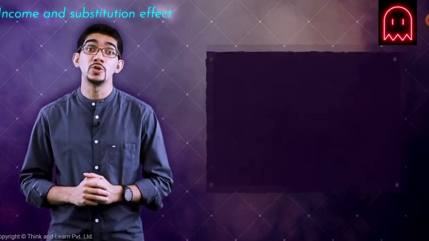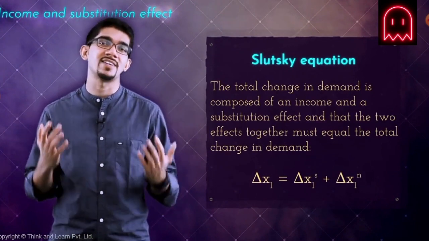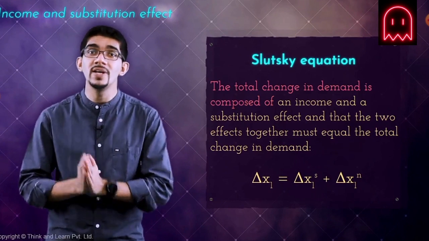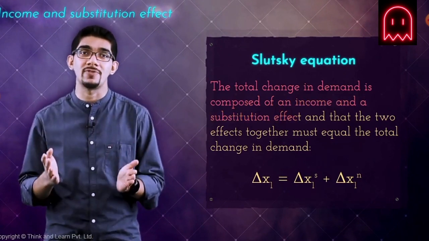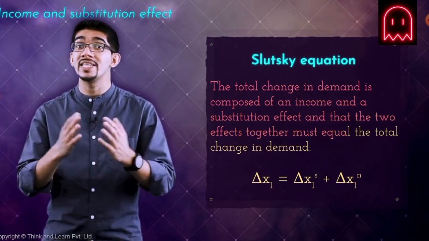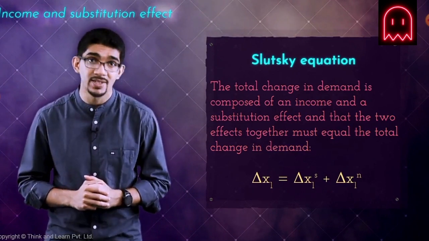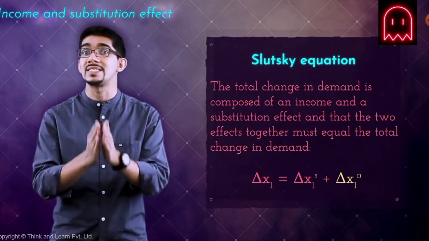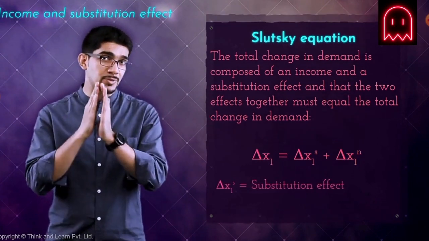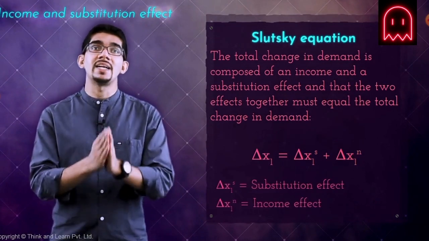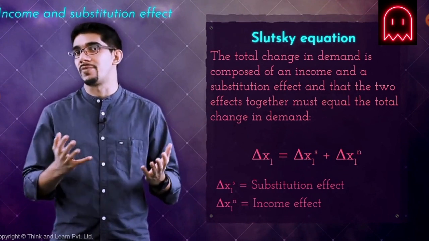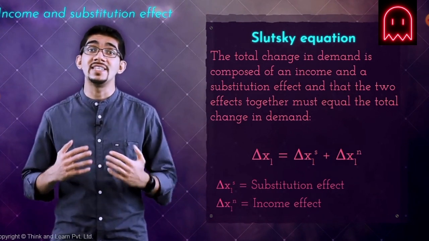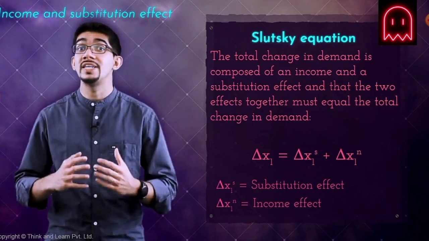Put simply, the Slutsky equation says the same thing as our graph: the total change in demand is composed of an income and a substitution effect, and the two effects together must equal the total change in demand. Delta x1 is equal to delta x1s plus delta x1n, where delta x1s is the substitution effect and delta x1n is the income effect.